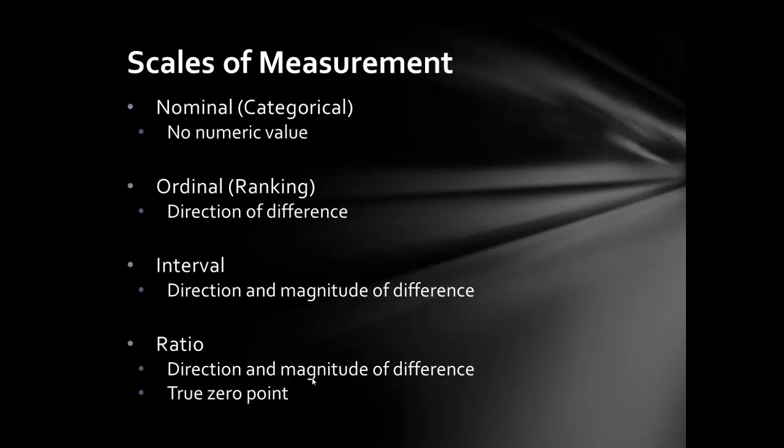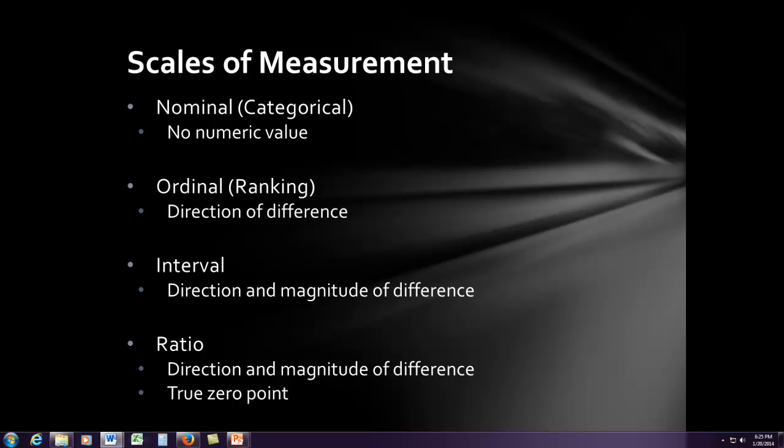Another one is class standing. So you know that a freshman has been attending college less than a sophomore, but you don't necessarily know how many credit hours separate any given freshman from any given sophomore.